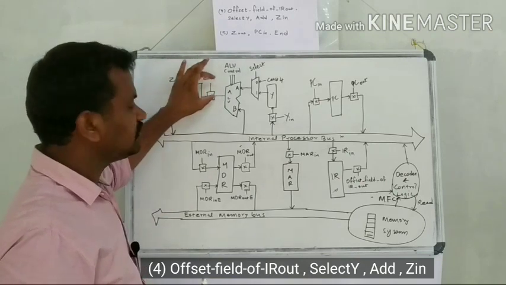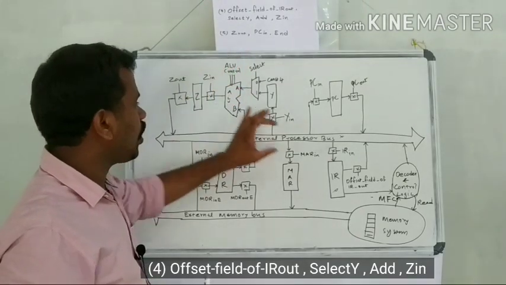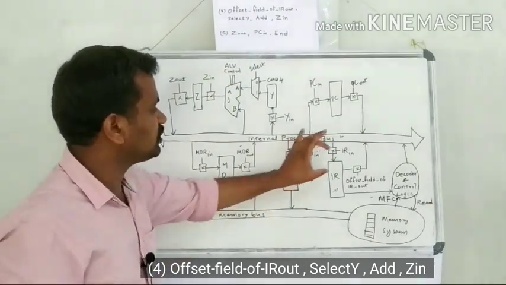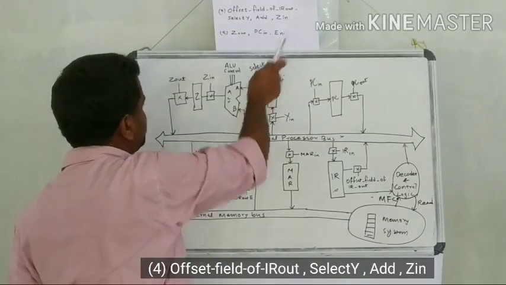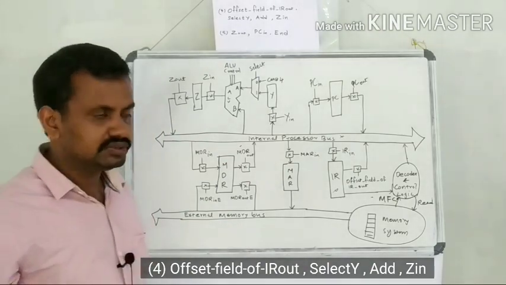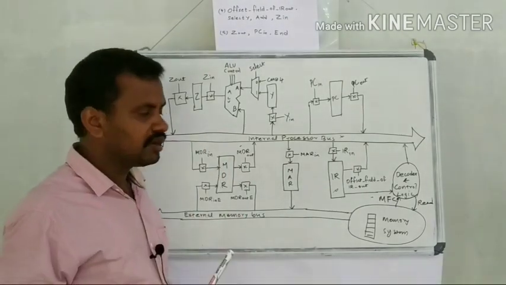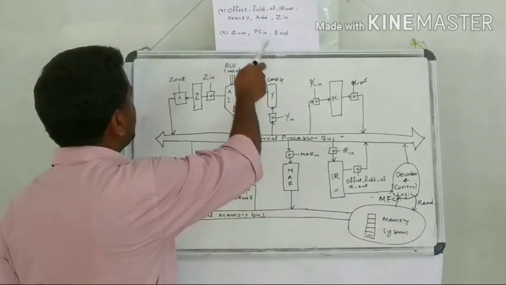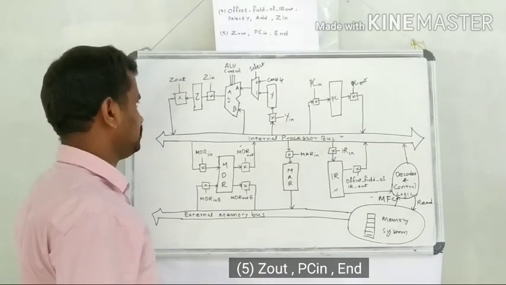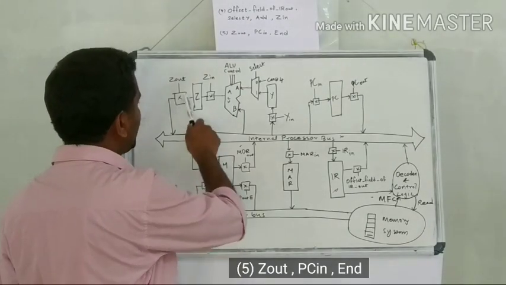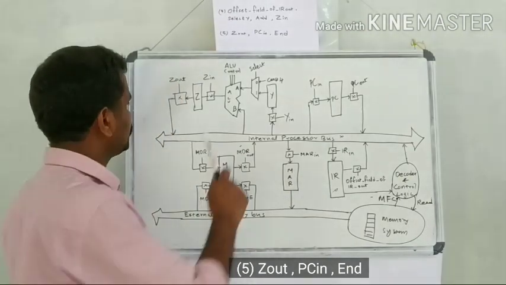That is actually our branch target address. That is PC plus 4 plus the offset field of the instruction. Then Z in is activated, so that will be captured into Z. So now Z contains the branch target address. Then during the next step, or fifth step, Z out is activated. So this branch target address will be available on the internal processor bus.